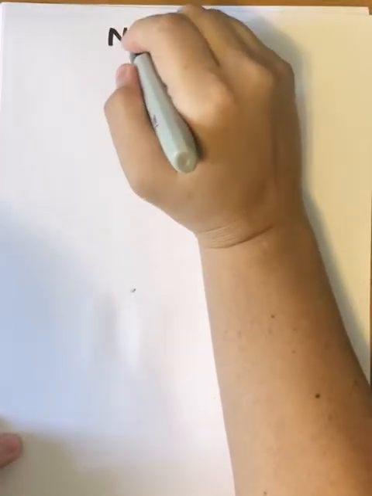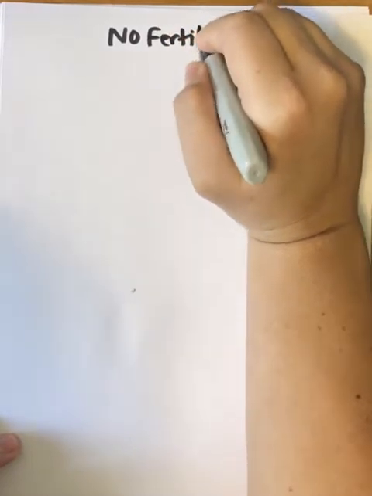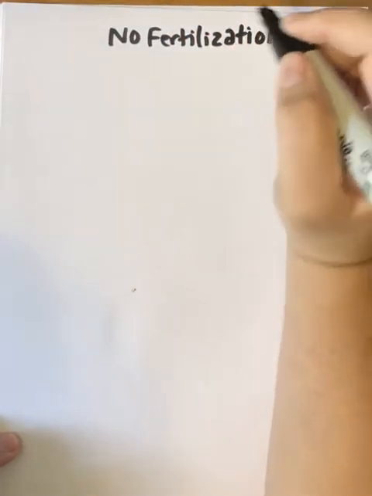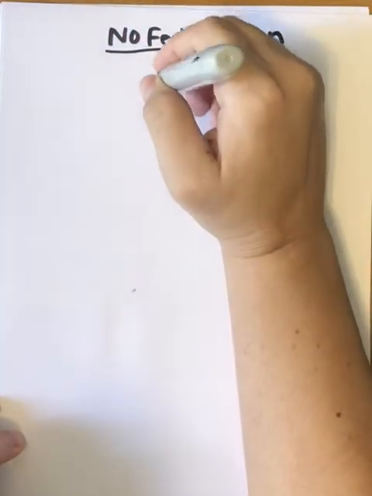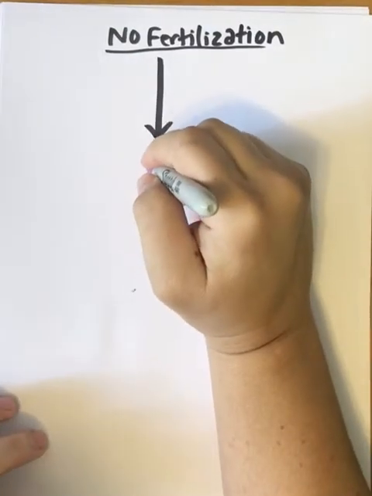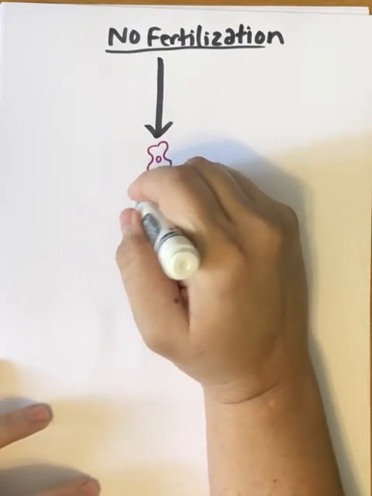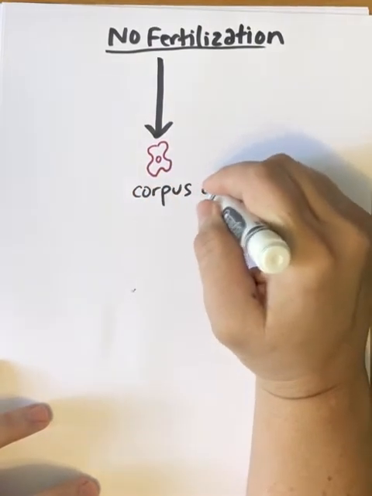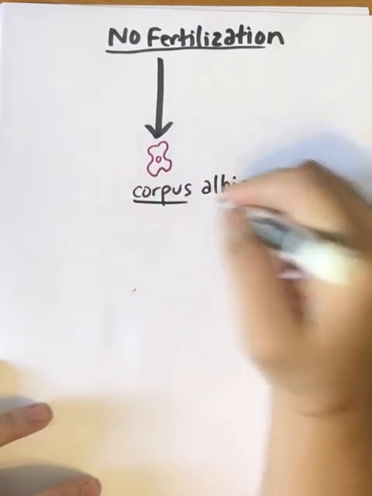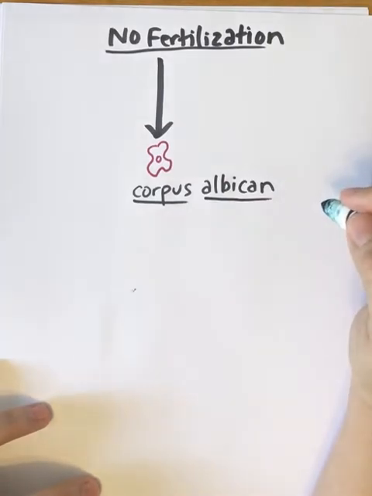So if no fertilization occurs, there's no need for the corpus luteum. So your corpus luteum then shrinks, and it turns a white color. So it's small now. So the word for white in the body is albic, albicans, albino. So your corpus luteum becomes the corpus albicans. Corpus means body. Albino means white, so albicans.